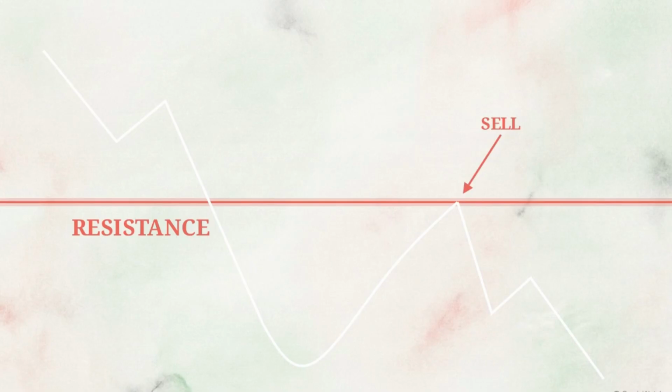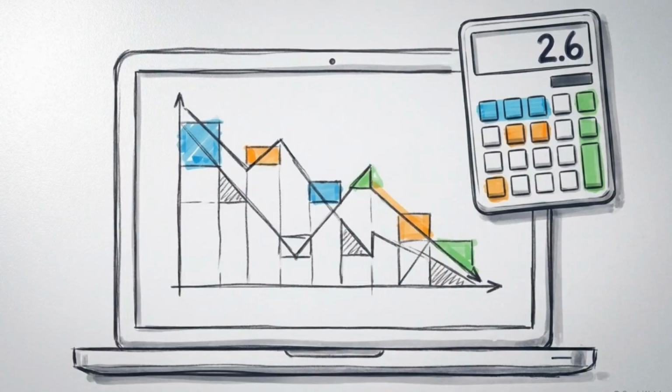Open your charting software, find a 15-minute downtrend, and use the 2.6 calculation to identify a potential flip zone in today's price action.